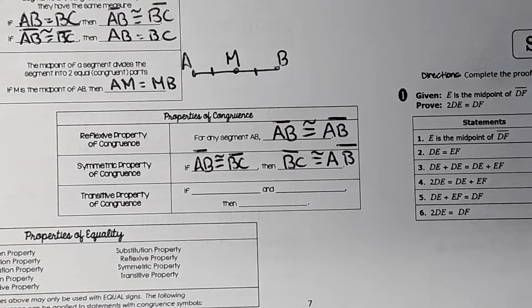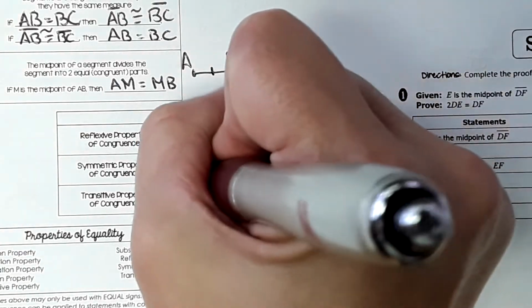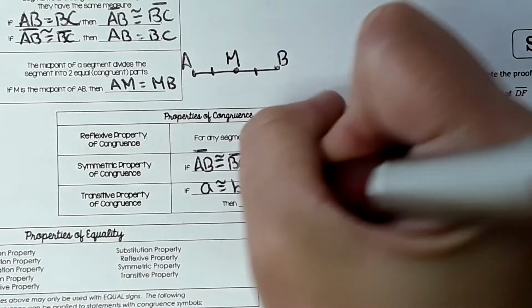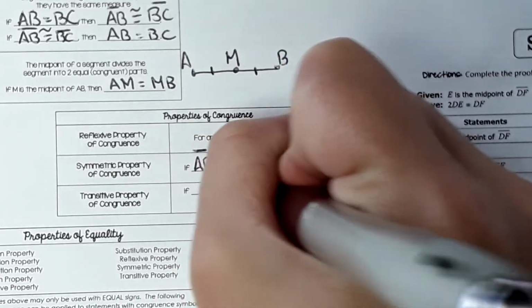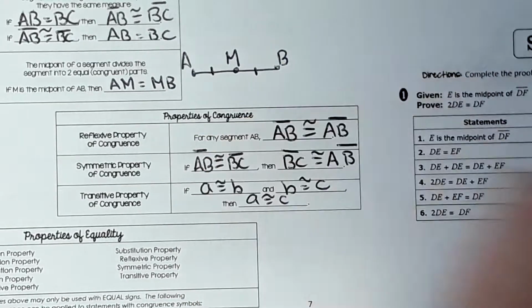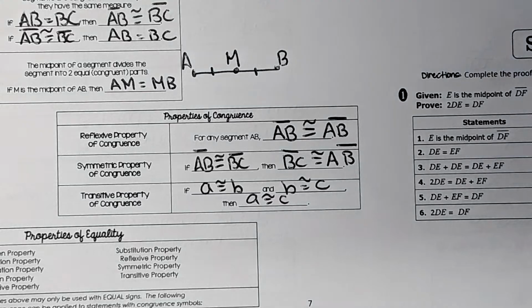Transitive property, which we saw yesterday as well. Let's say A is congruent to B, and B is congruent to C. Therefore, A is congruent to C. So that was that whole analogy of Zara is the same height as Caroline, and Caroline is the same height as Kirsten, then Zara and Kirsten are the same height.